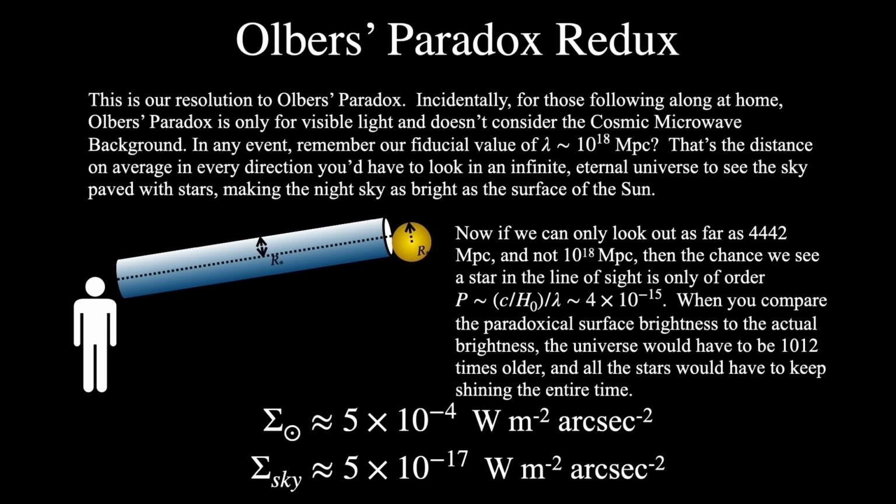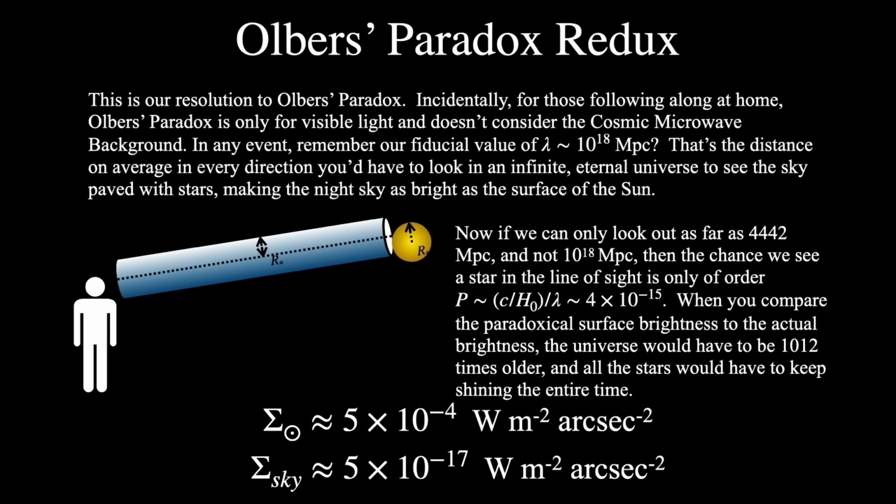Incidentally, for those of you following at home, Olbers paradox is really only described for visible light, and it doesn't consider the cosmic microwave background. If we could see in microwaves, the universe would be uniformly bright at the temperature of 2.7 Kelvin, a uniform blackbody. But Olbers paradox is about starlight, not about the cosmic microwave background. It says, why isn't the sky as bright as the surface of the sun, given an infinitely sized universe that's infinitely old?